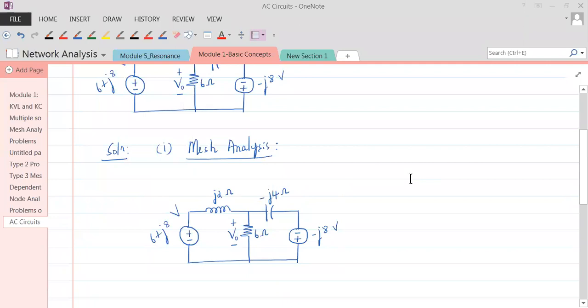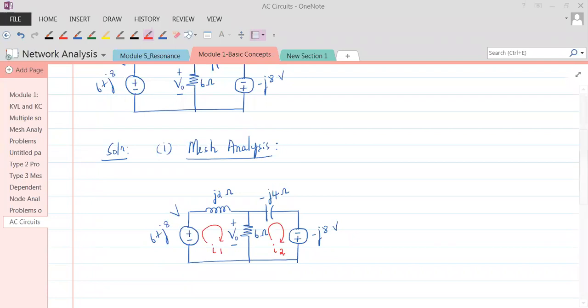What we shall do here is mark the mesh currents. How many meshes are there? Two meshes, so I need to mark two mesh currents, I1 and I2. Is everybody okay with this? In mesh analysis, we have to find the mesh currents first.